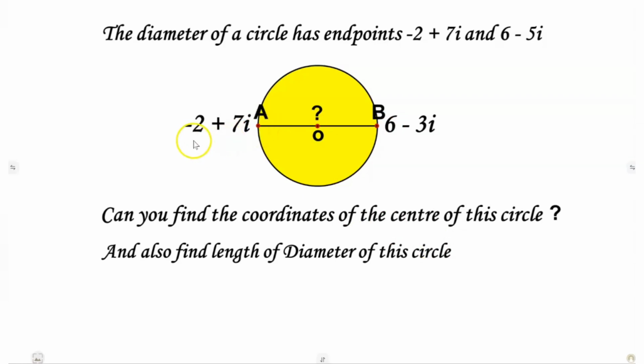Given point A is -2 plus 7i and point B is 6 minus 3i. How to find the coordinates of point O, which is the midpoint of AB? You know the midpoint of AB formula: (x1 plus x2) by 2, and the other coordinate (y1 plus y2) by 2. So here also we use the same formula, but just in a slightly different way. Let's see the solution.